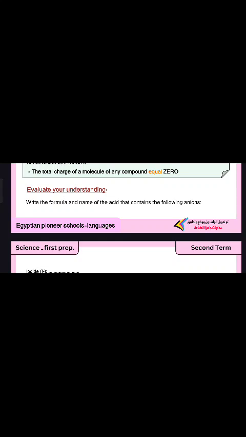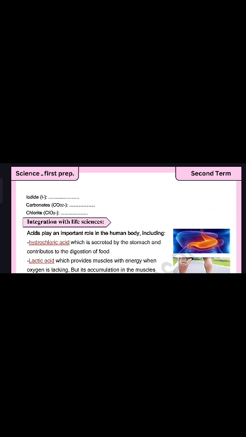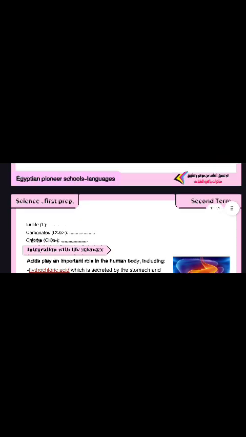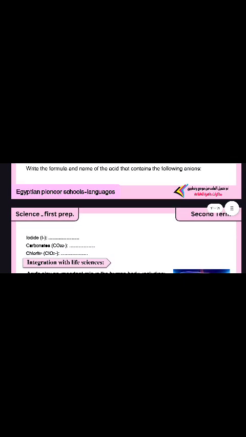Evaluate your understanding. Write the formula and the name of the acid that contain the following anions: iodide, carbonates, chloride. So you have to write now the acid or its name that contains the anions.